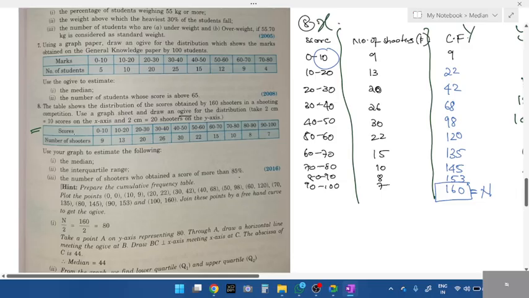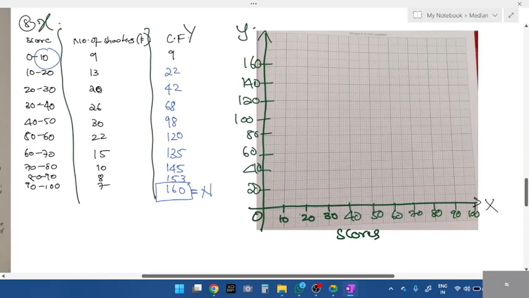So x-axis what they've given? Take 2 centimeter. 2 centimeter is nothing but one box. Take one box as how much? How many score? 10 scores. What about y-axis, students? Take one box as how many shooters? 20 shooters. Can you see? That is what you have taken. X-axis 10, y-axis 20, right? Even if this is not given, students, you have to think. If I take 10, 20, 30, is it possible? What is the highest number we have here? N value in cumulative frequency. Highest is?